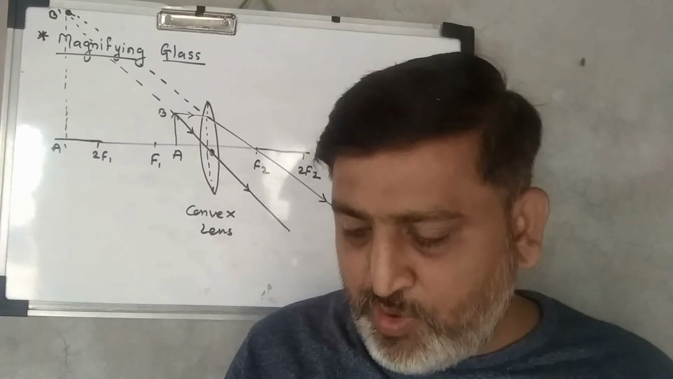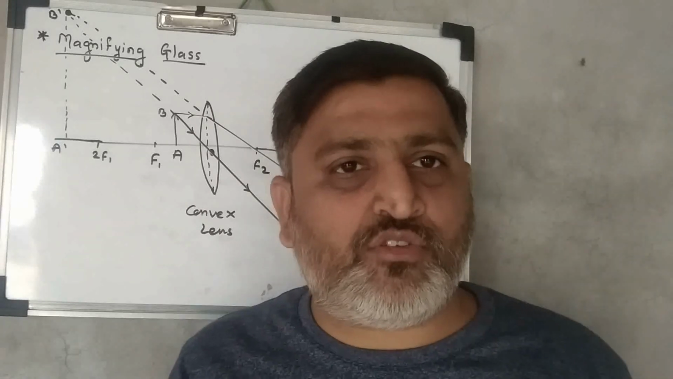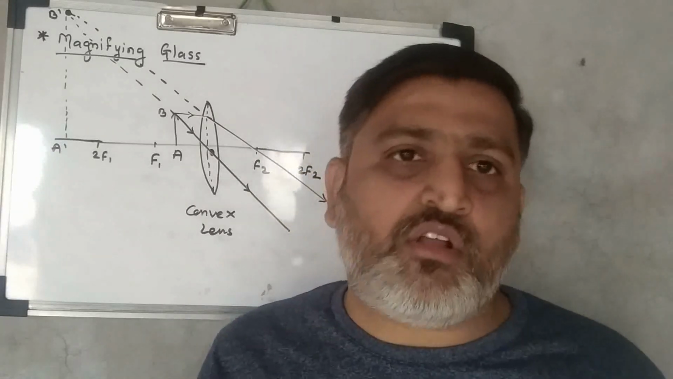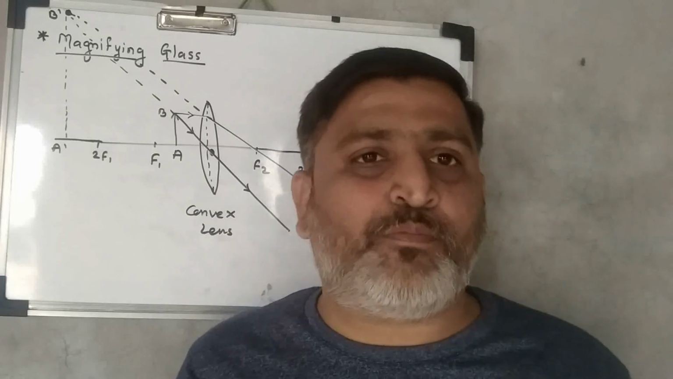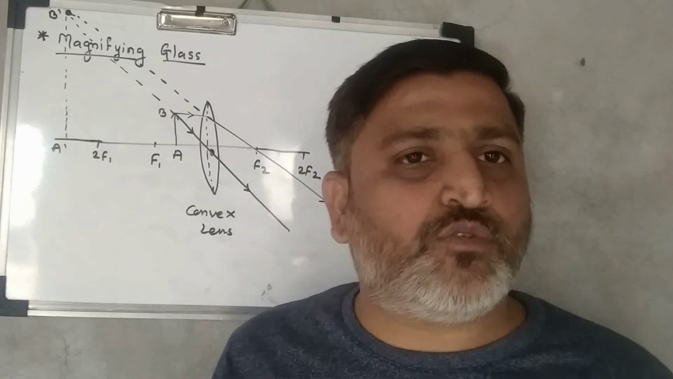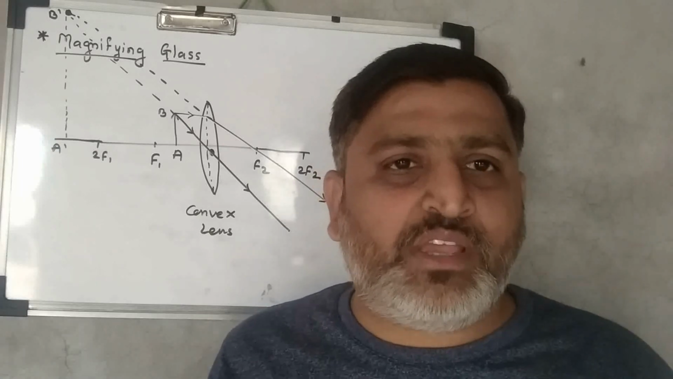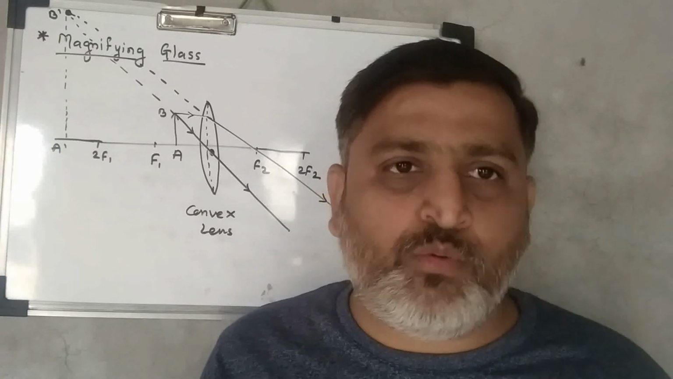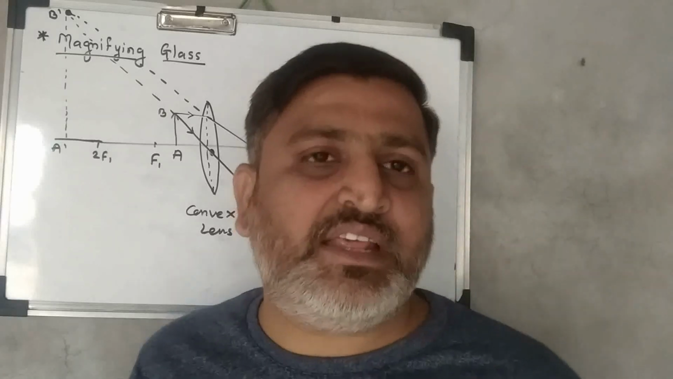Next is the experimental verification or determination of the focal length of the given convex lens or concave lens. That topic is practical, so it is not in the theoretical part, so don't worry about it. So this way the chapter is over. Okay, we will see the next chapter in the next session.